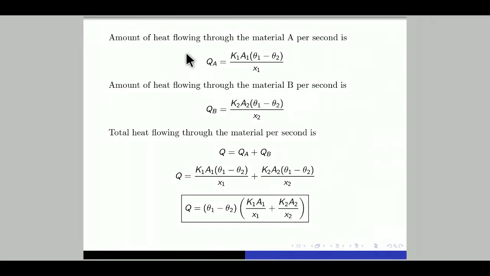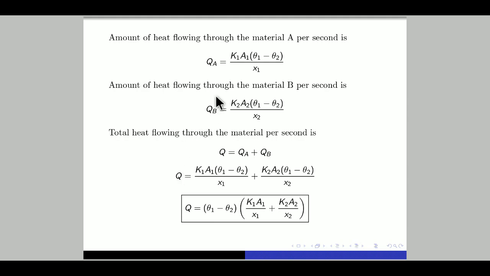Again, the amount of heat flowing through material A per second, using the expression of thermal conductivity, is QA = K1 times A1 times (theta 1 minus theta 2) by x1. The amount of heat flowing through material B per second is QB = K2 times A2 times (theta 1 minus theta 2) divided by x2. Where the materials are connected in parallel, just remember the total heat is Q = QA plus QB.